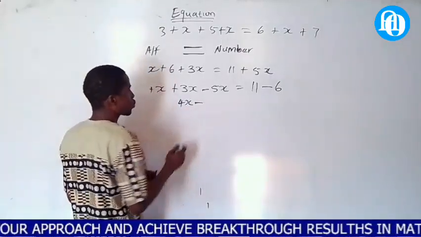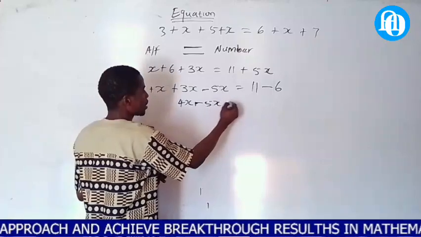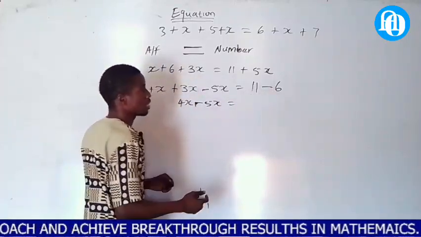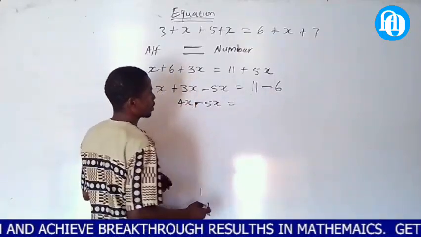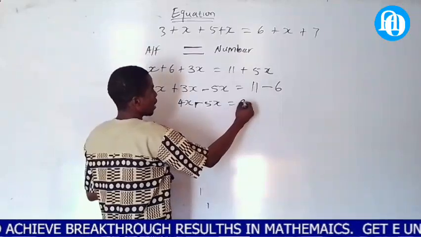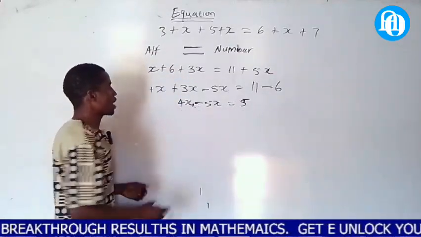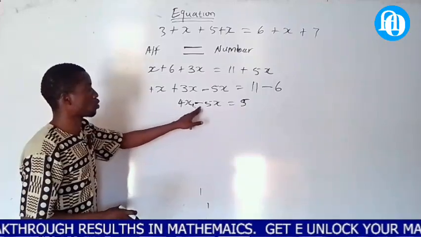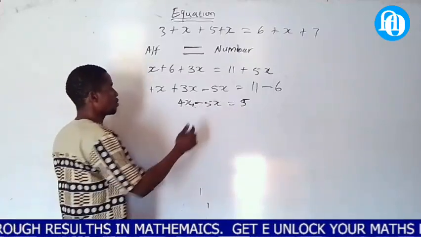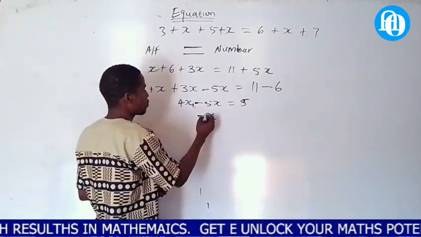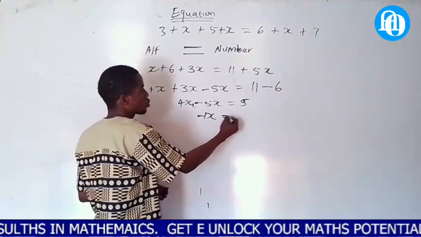Now, minus 5x equal to this one minus this. It will give us what? 5. Are you getting it now? Now, minus 4x minus 5x. What is the answer? It gives us minus x. It gives us minus x equal to what?